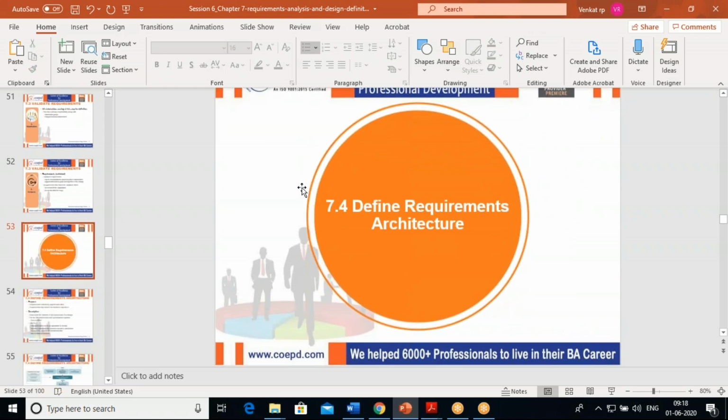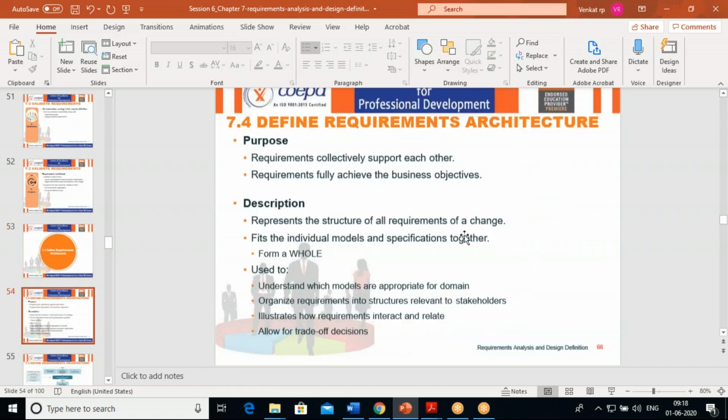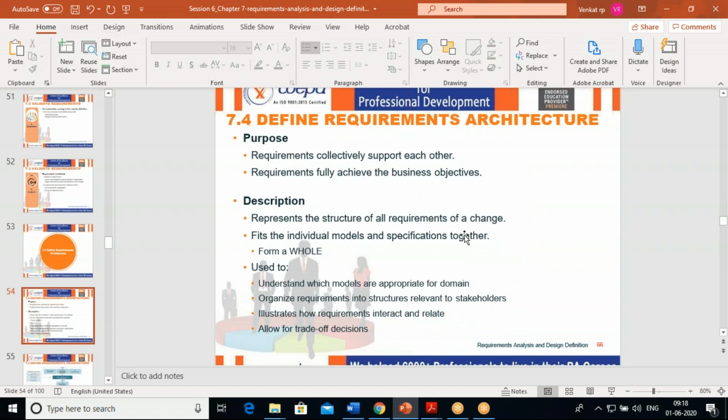All right, and the next one is define requirements architecture. Now here requirements collectively support each other, and we should understand the relationship between these requirements, and that requirements fully achieve the business objectives. It represents the structure of all the requirements of a change. That means all requirements combined together form an architecture. If any one of them is impacted, we have to understand what the impact is on the other requirements, and it fits the individual models and specifications together to form a whole.